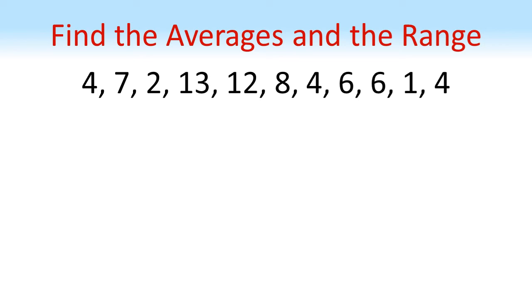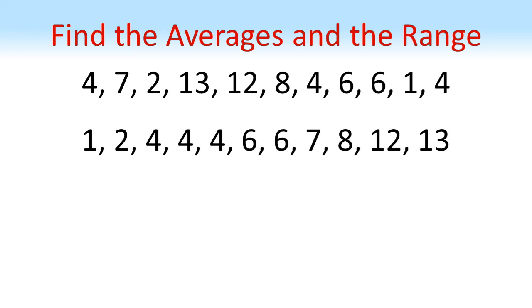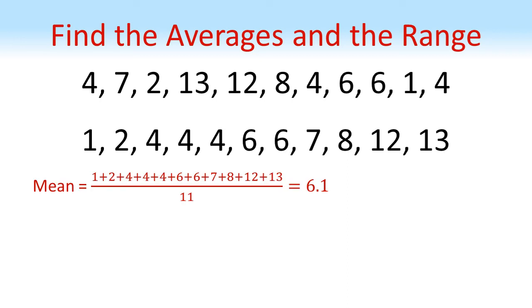So now we know how to work out the averages and the range. Let's test it out on this group of numbers. We've got 4, 7, 2, 13, 12, 8, 4, 6, 6, 1, 4. Let's write them out in order first. So the mean, we add them all together, divide by how many values we've got. For this example, there are 11 different numbers there. So added together, divided by 11, gives us 6.1.